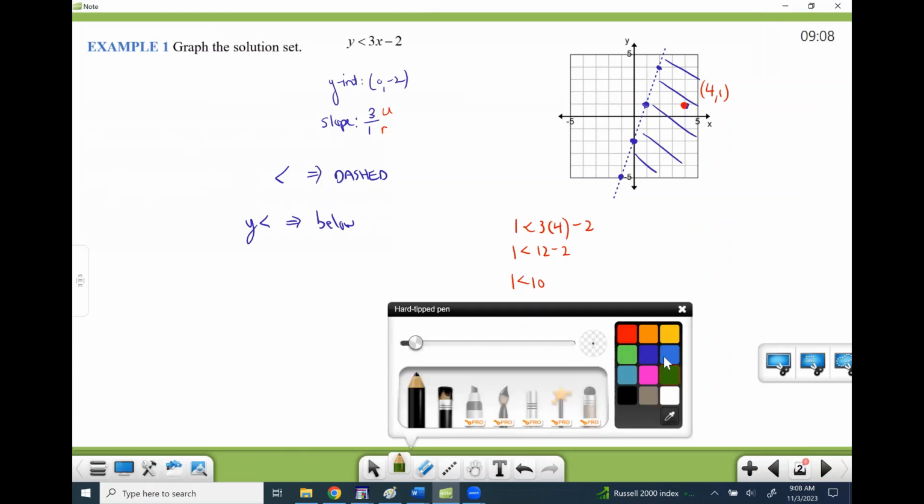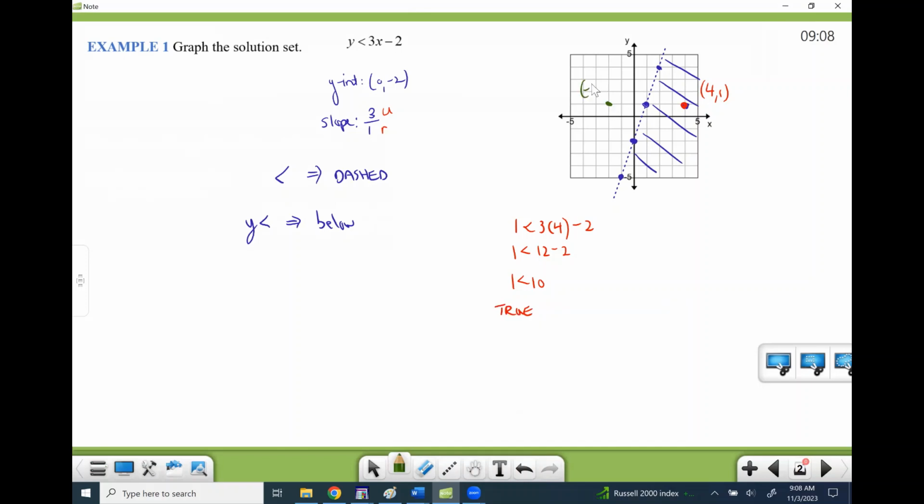If we pick a point in the region that we didn't shade, like let's say we pick this point -2, 1, so 1 for the y and -2 for the x, then we get 1 is less than -8. Well, that's not true. So that wouldn't be a solution to this inequality.